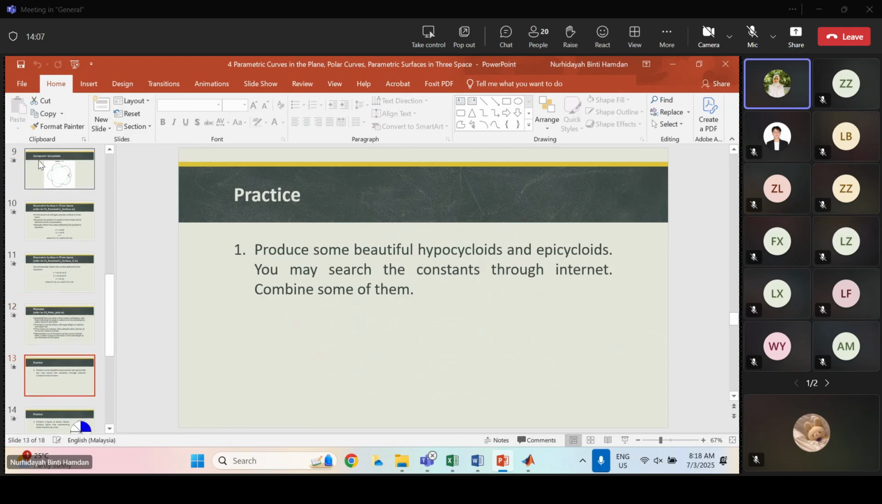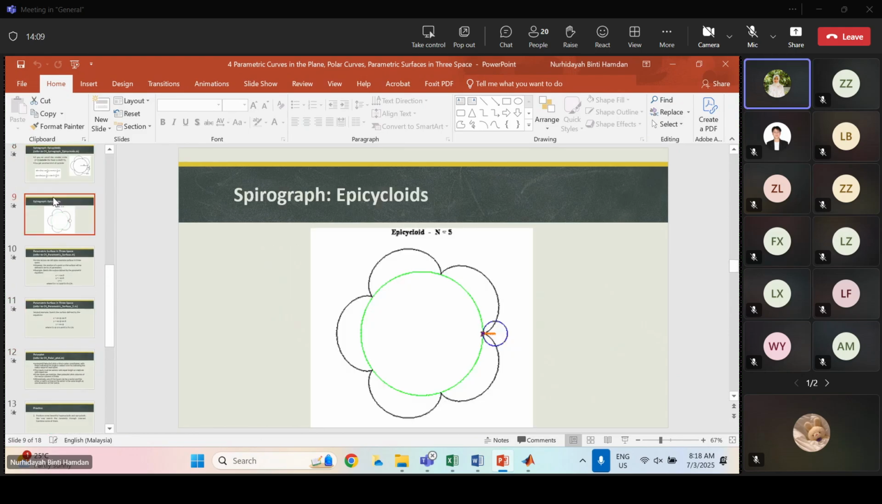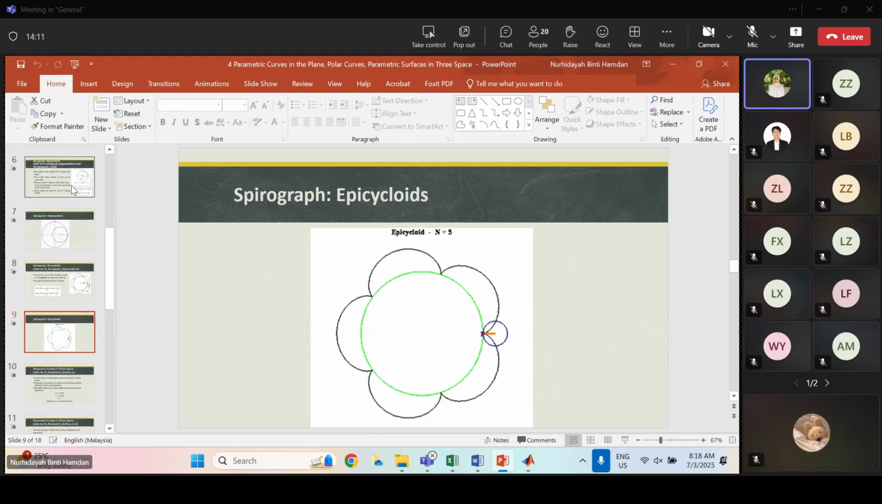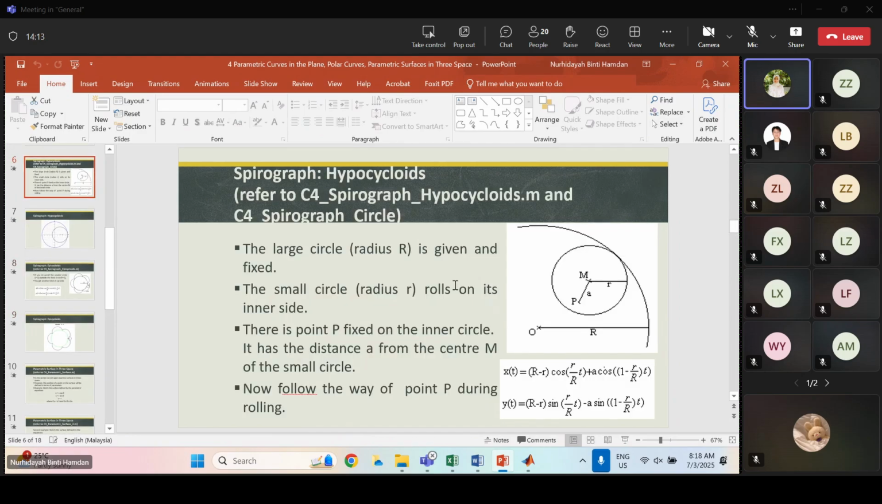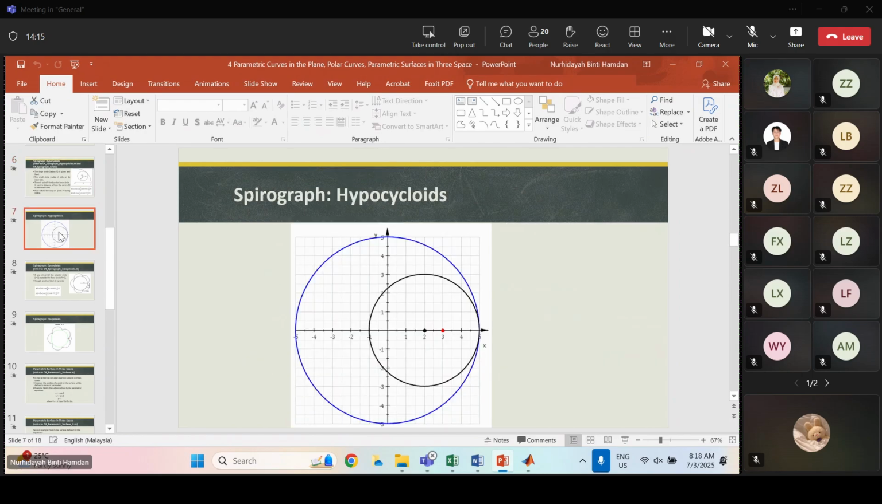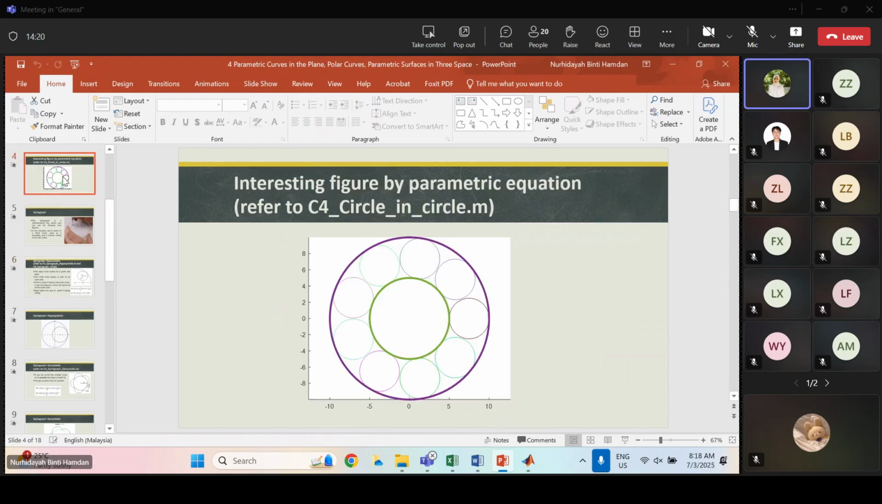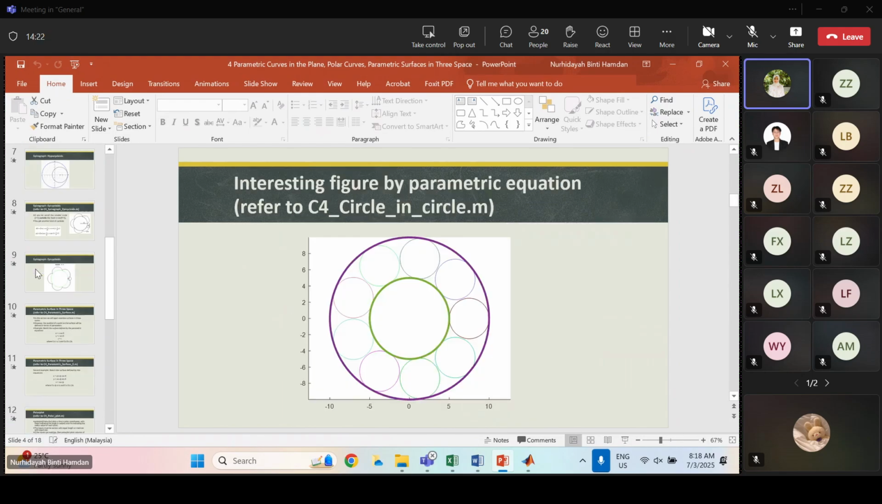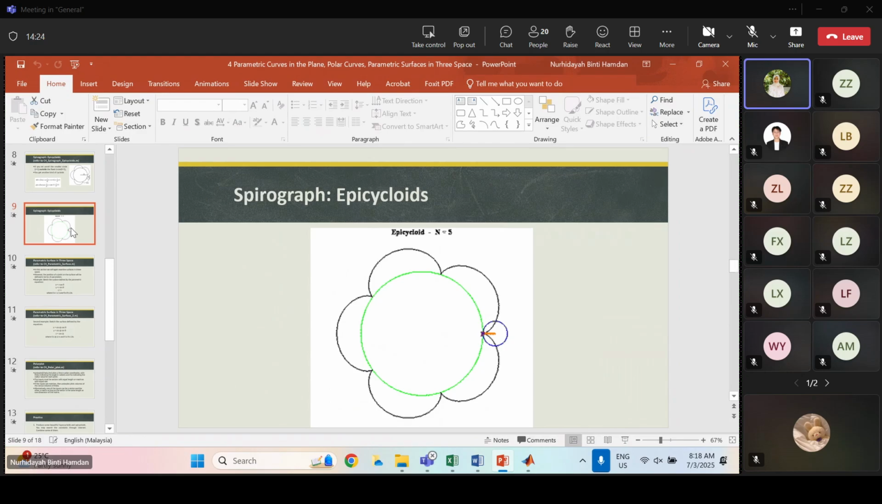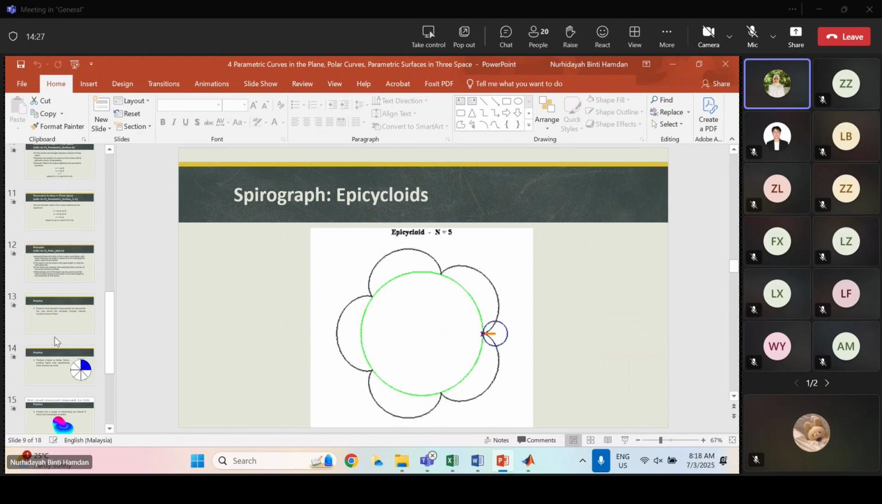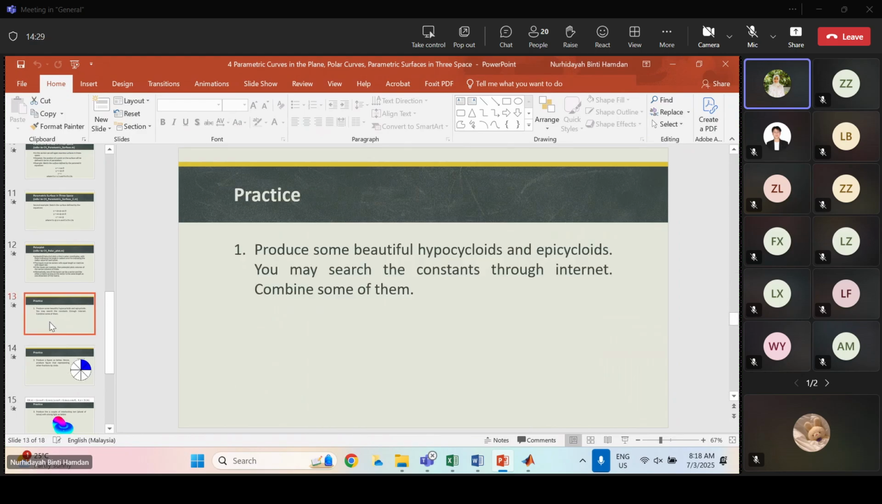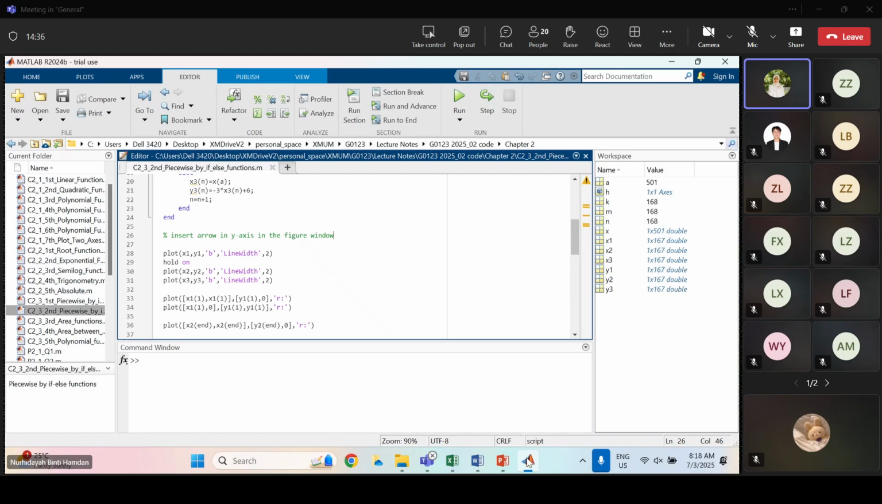What is a hypocycloid? A hypocycloid is using the spirograph where a circle is inside a circle, like this. And an epicycloid is when the circle is outside the main circle. So we want to create a hypocycloid and an epicycloid. Then I think I already did it before.